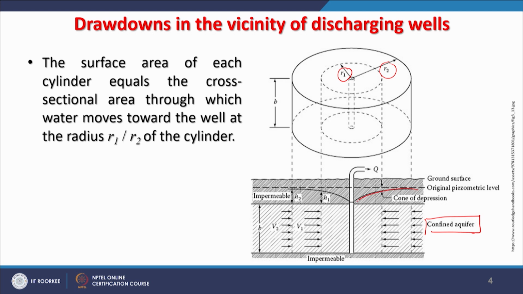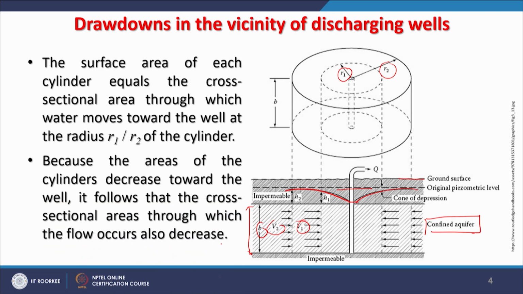The cone of depression can also be seen, which is like this, and then H1 and H2 at different locations with respect to r1 and r2 are also shown here. The original piezometric level before pumping is also shown, the ground surface is also shown, plus the velocity of water is shown for both the cylinders, V1 and V2, which is towards the well, and the overall thickness of the confined aquifer is also shown as B. So, the surface area of each of these cylinders will be equal to the cross sectional area through which water moves towards the well at radius r1 or r2 of the cylinder.